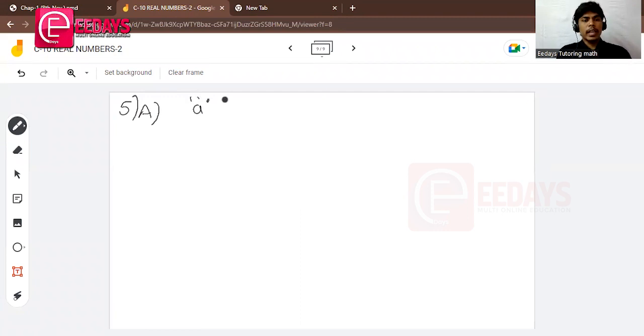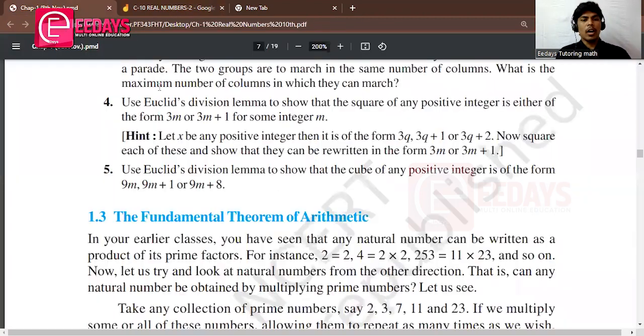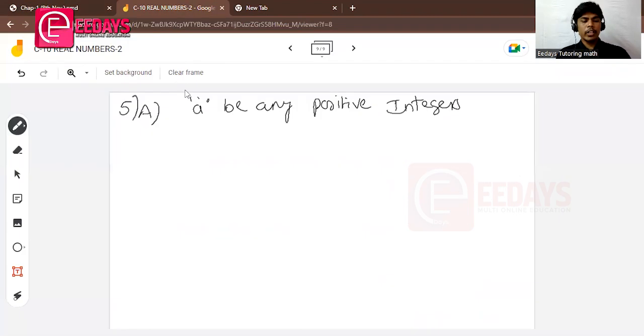So the same process: a, b, any positive integers. Already given in the question, that's why I'm writing all those things. And b, what do we need to take? Here we have to take b as 3. Why am I taking it like this? I'll tell you later. Now by Euclid division lemma, apply Euclid's algorithm.